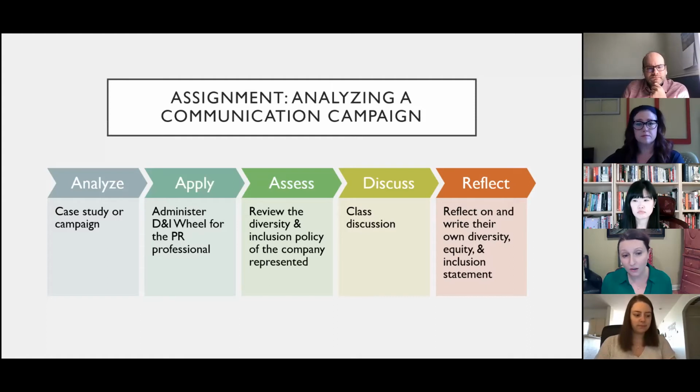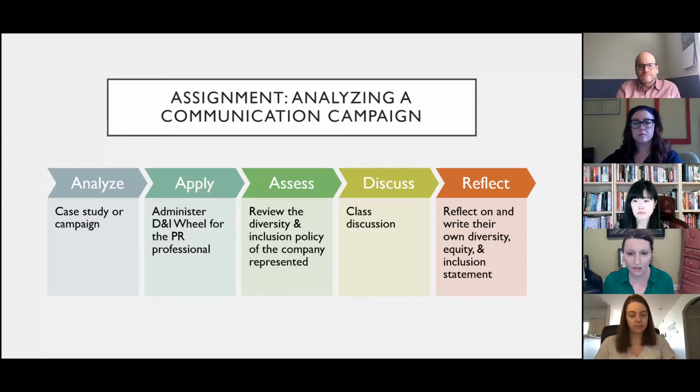In step 3, we're looking for our students to assess this. So ask your students to look up the diversity and inclusion policy of a company. So they've done all this research, they've analyzed it, and now they've applied the DI wheel. Now what you want them to do is say, okay, is this company walking the walk? They're saying that they're diverse. Do we see this in their campaign? Yes or no? And then you can have a really rich discussion about when things match up and when they don't match up. So that happens as part of your class discussion, right?